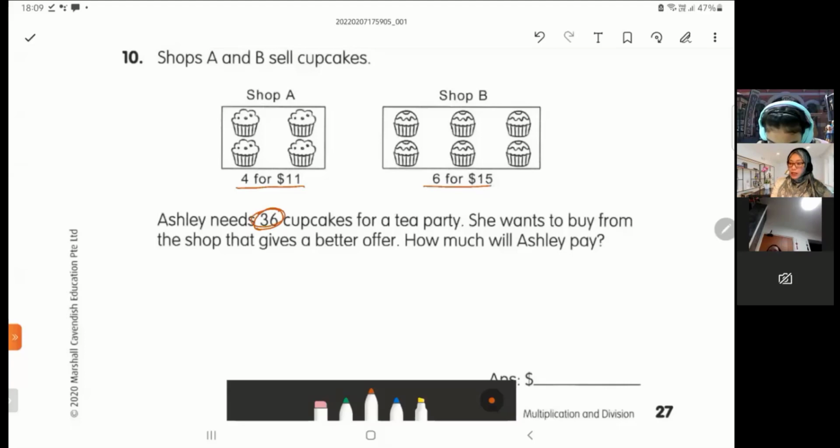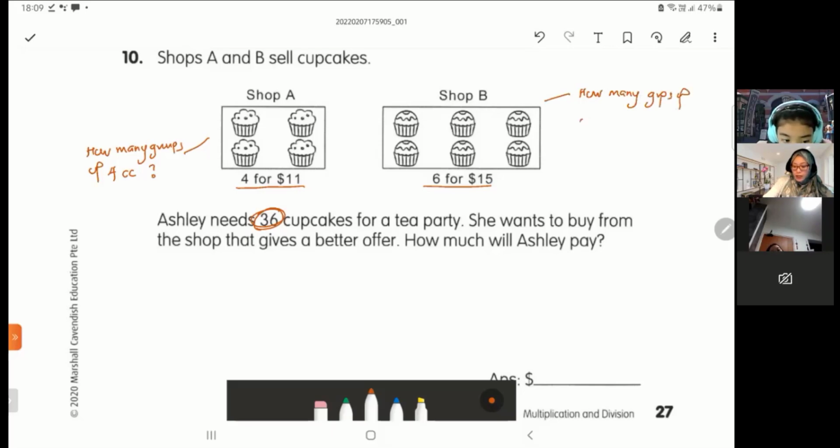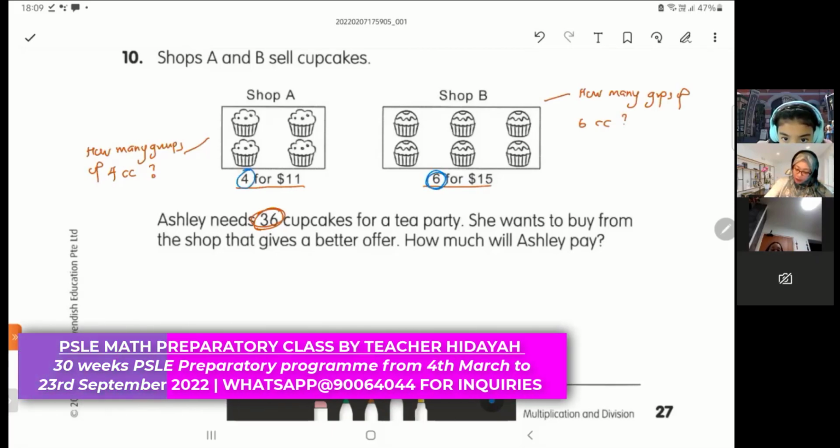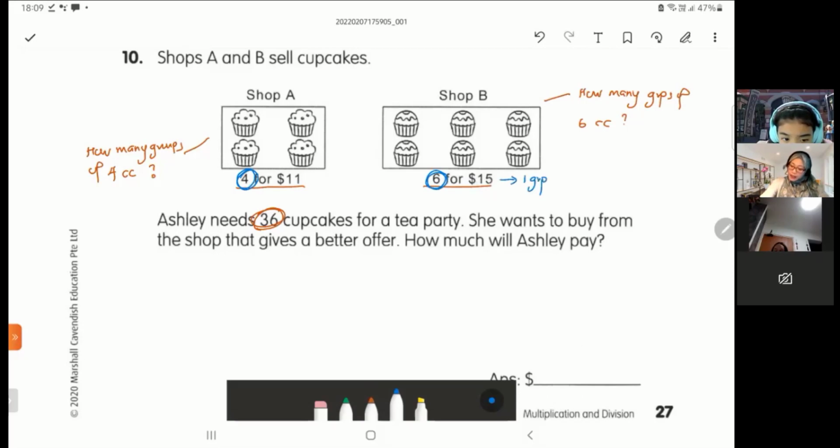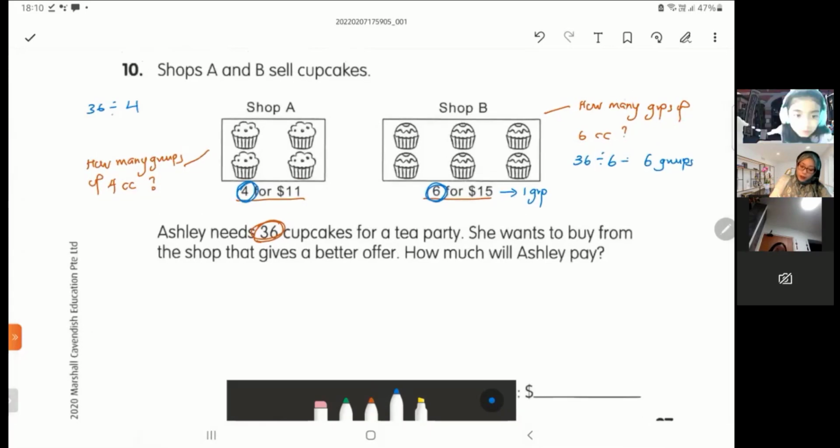I need 36 cupcakes. So you need to find for each shop how many groups. For shop A, how many groups of 4 cupcakes can she get? For shop B, how many groups of 6 cupcakes can she get? So you know that 6 is $15, this means 1 group. Now I want to know how many groups there are for shop B to get 36. 36 divided by 6 equals 6 groups. Okay, now we go on to shop A. How many groups? You take 36 divided by 4, and then you get 9 groups.